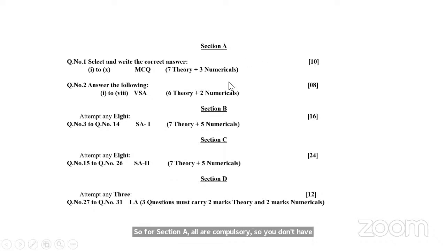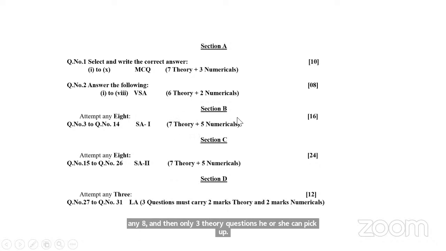Similarly, 8 VSA, very short answer type questions, 6 theory and 2 numericals. So if you look at section A, which is of 18 marks, there are 13 theory based questions and 5 numericals. Similarly, if you go for section B, with option, there are 12 questions given to you. So out of those 12, there are 7 theory questions and 5 numericals. For section A, all are compulsory, so you don't have any choice, but you need to go for the numerical based MCQs and VSA.